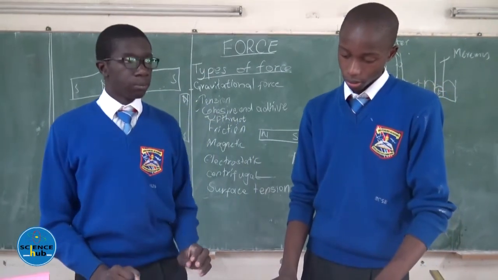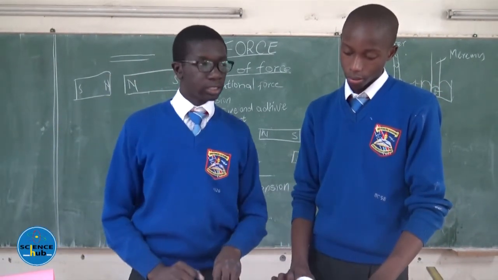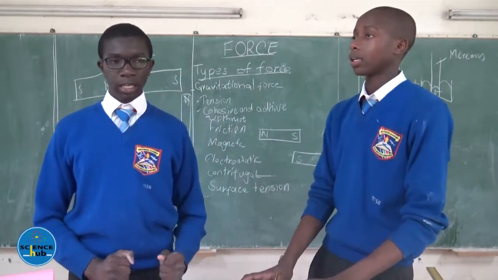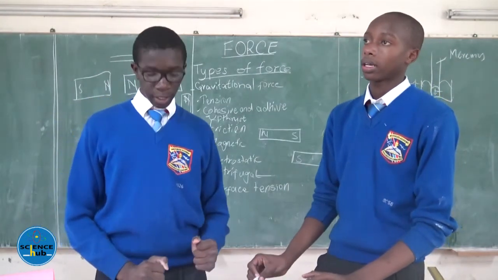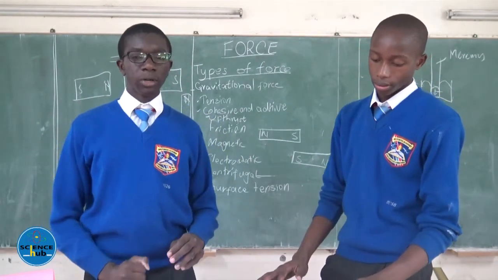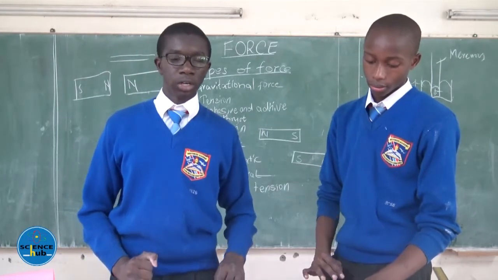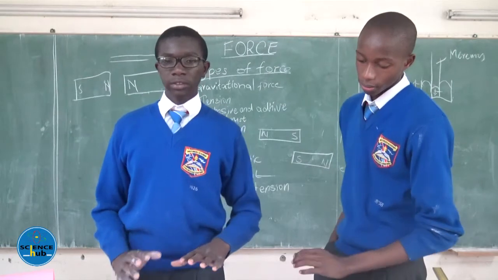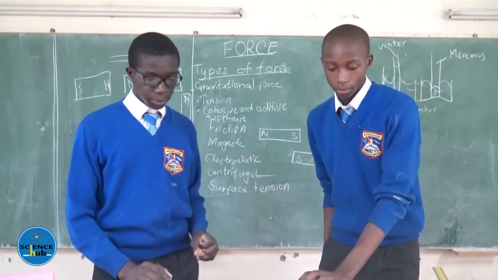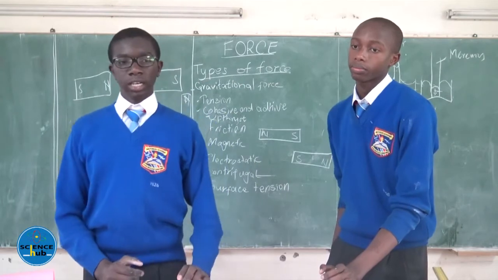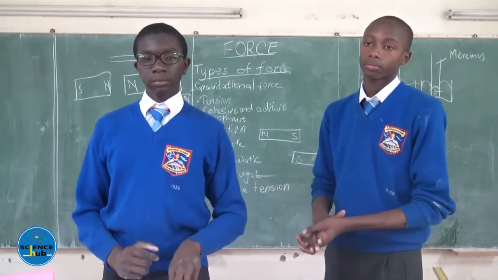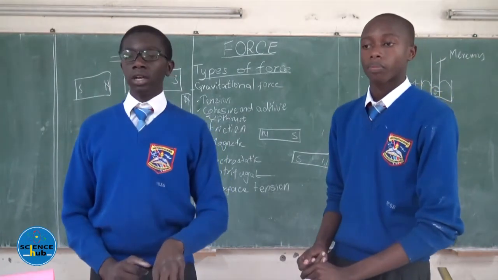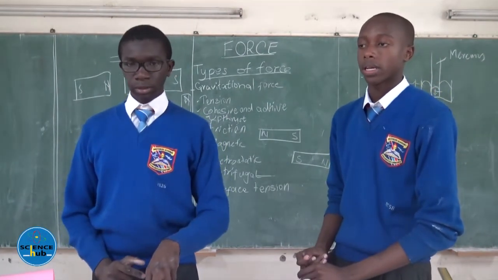Now, we'll go to mass and weight. Mass is the quantity of matter in a substance, while weight is the amount of gravitational force applied on an object. Now, these two have differences. For example, weight has magnitude and direction.